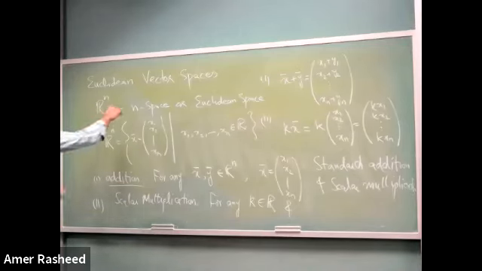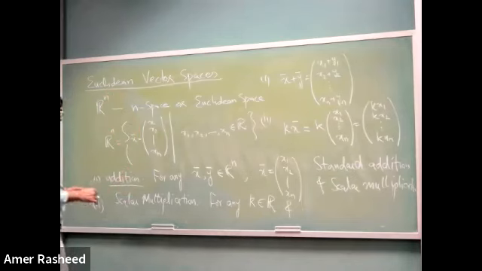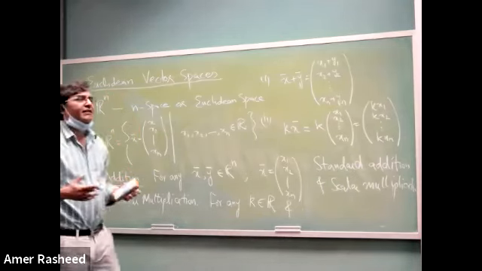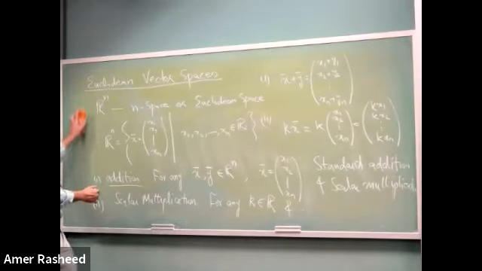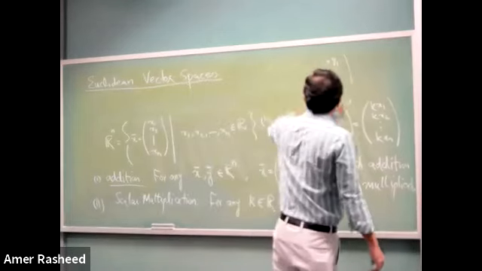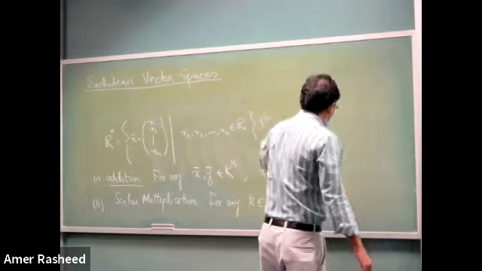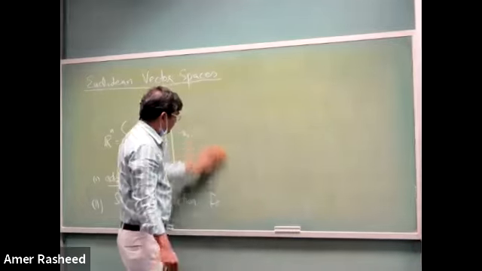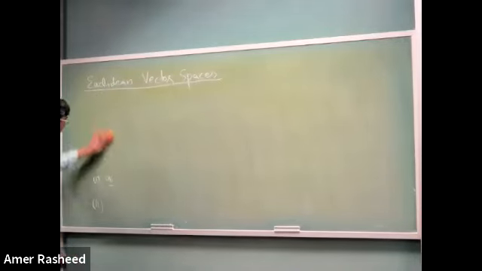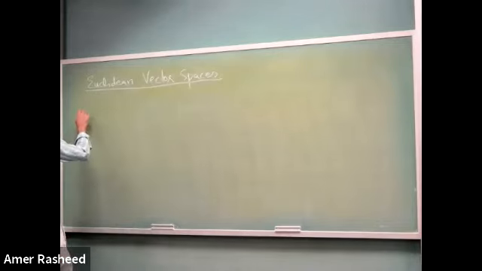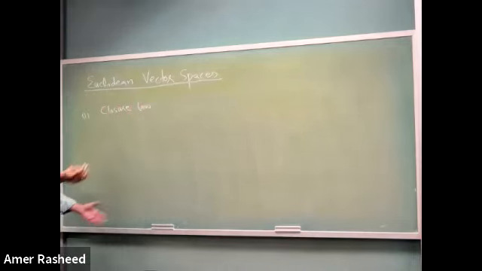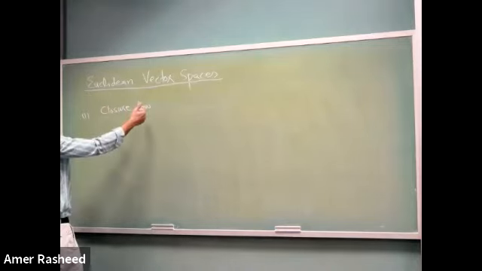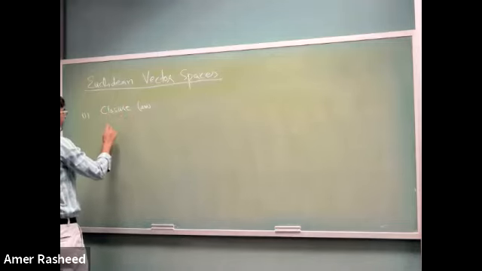Now, Euclidean vector spaces. What is this? We'll discuss this later on, but first we need to discuss what kind of properties these elements of Rn satisfy. For example, the first property which we need to discuss is called the closure law or closure property. You can say closure axiom or whatever; in different books, they say it differently. What is this closure axiom?